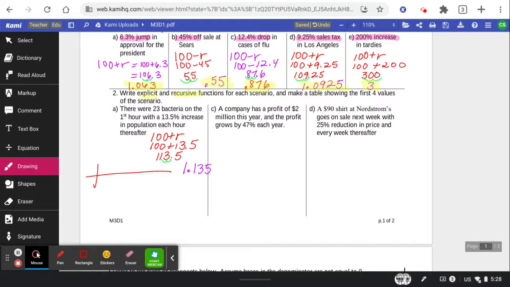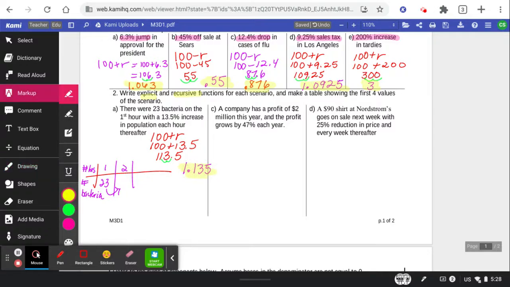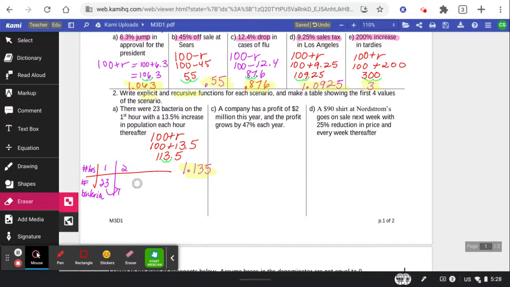I'm going to use that in my table calculation over here on the side. So on one part, we have the number of hours. In the first hour, there were 23 bacteria. So down here is the number of bacteria. Okay, so let's go to 2. Grab your calculator and do 23 times 1.135. I'm grabbing my calculator, you're grabbing yours. You got it. 26.105. You could round that down to 26 or round it, accordingly.